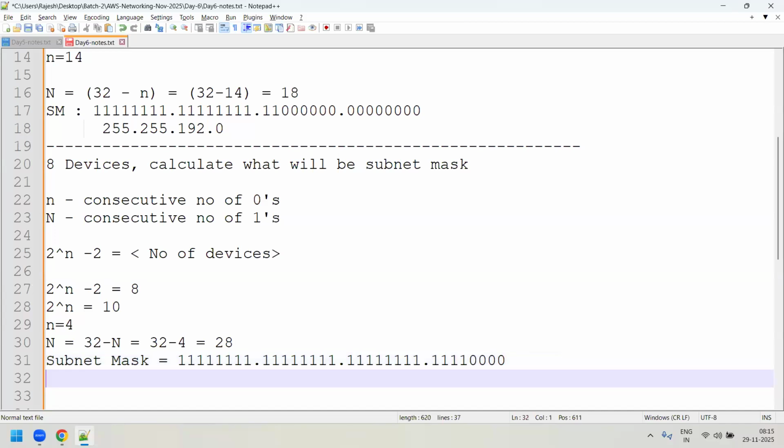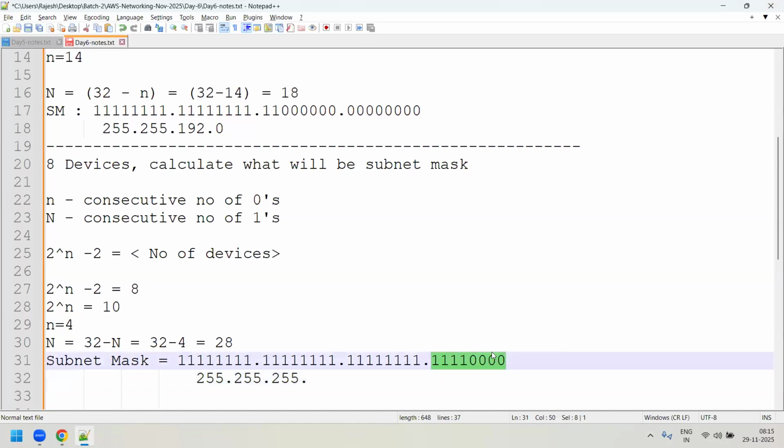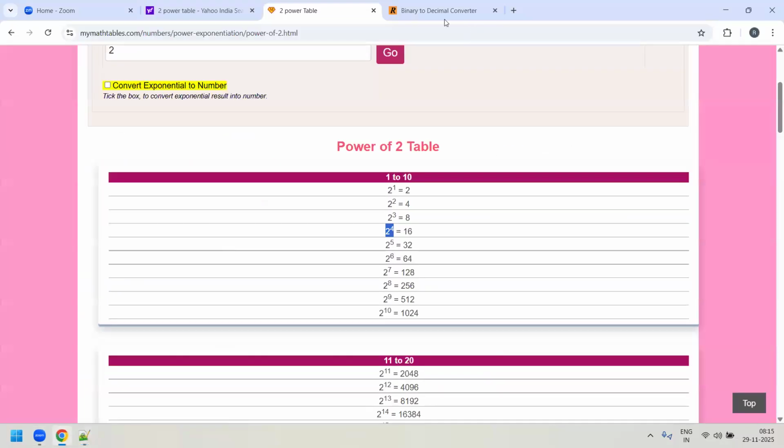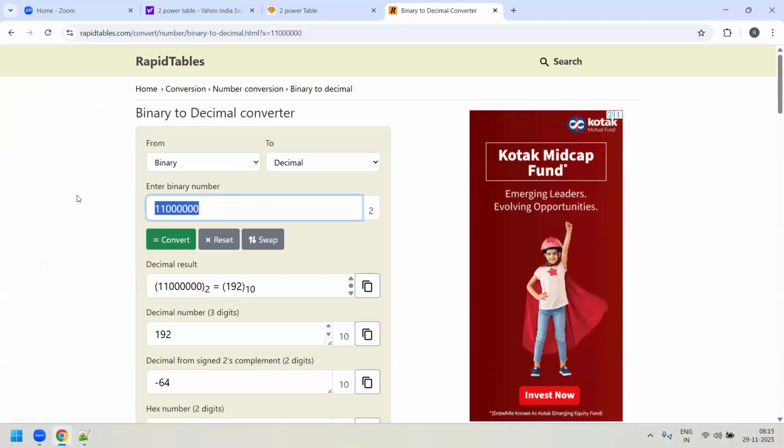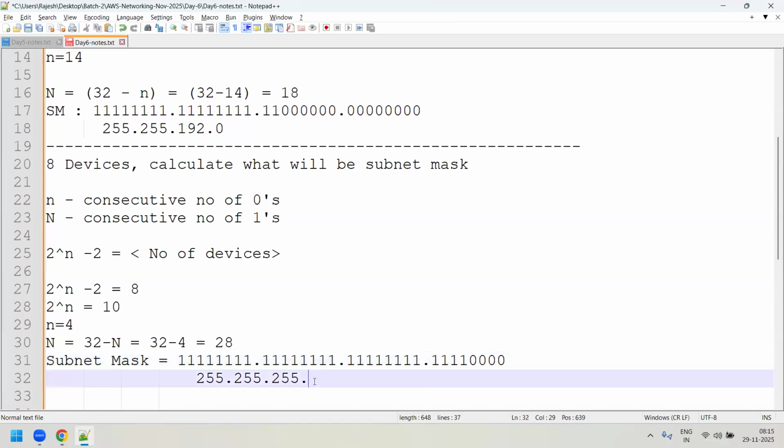If you try to convert it into decimal, it will be 255.255.255 dot. How much is the value? We copy this, go here, and see the value is 240. So this will be the subnet mask if you want to connect 8 devices in your network.